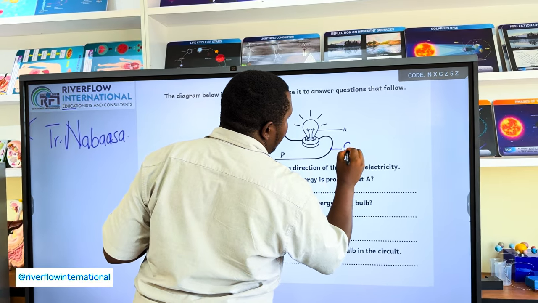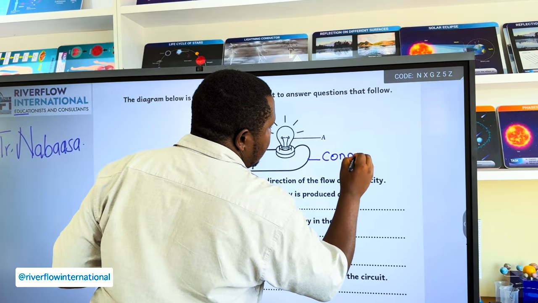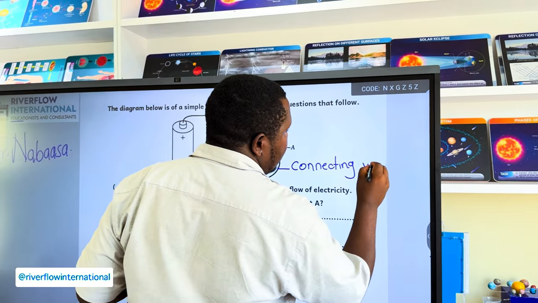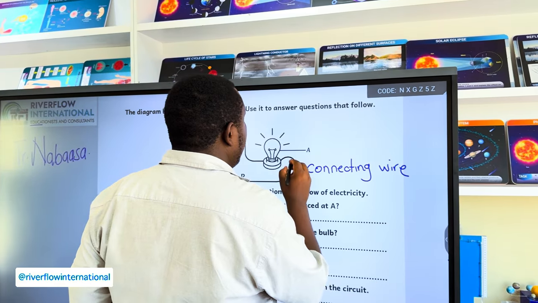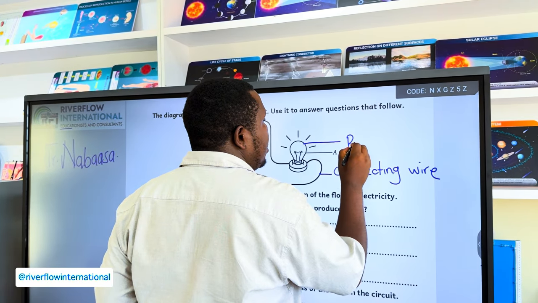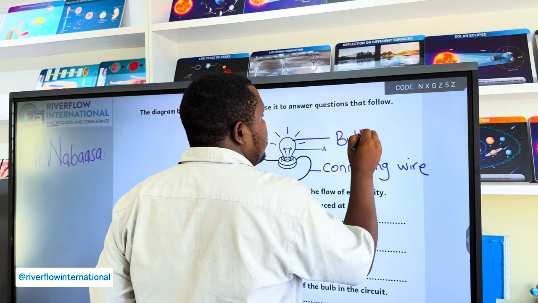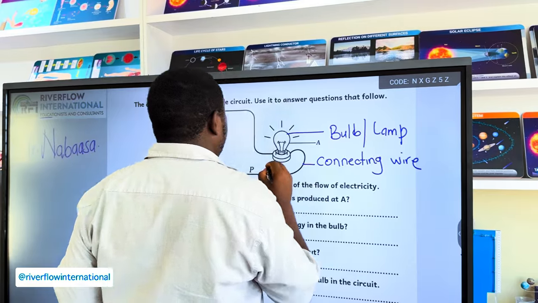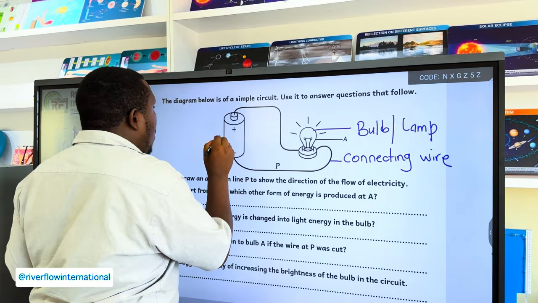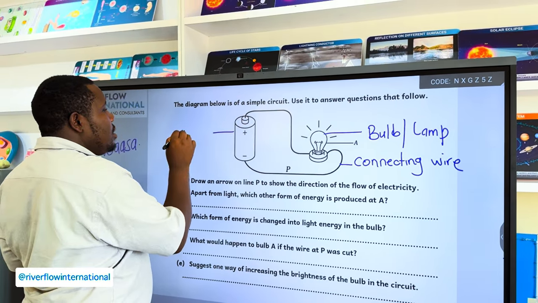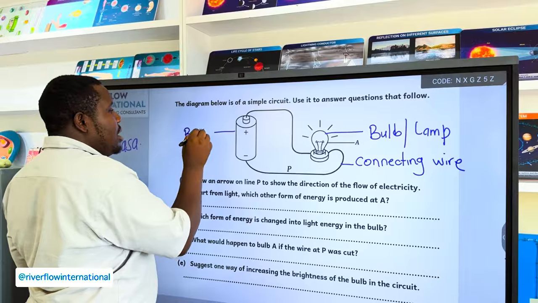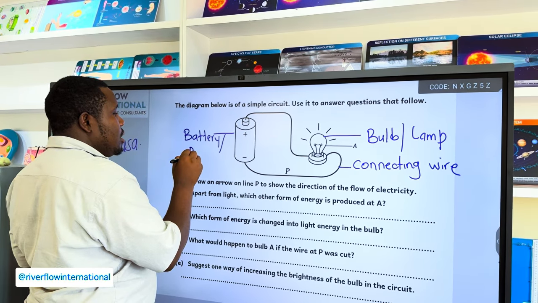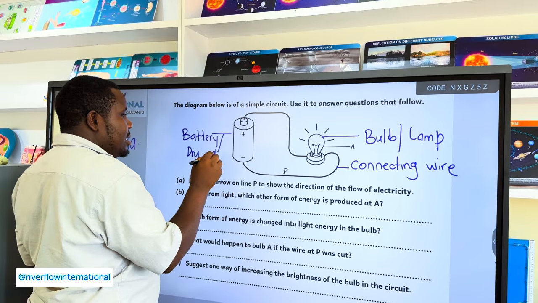This is our connecting wire. And this is our bulb, which we can also call a lamp. So this becomes our battery. We can also call it a dry cell.